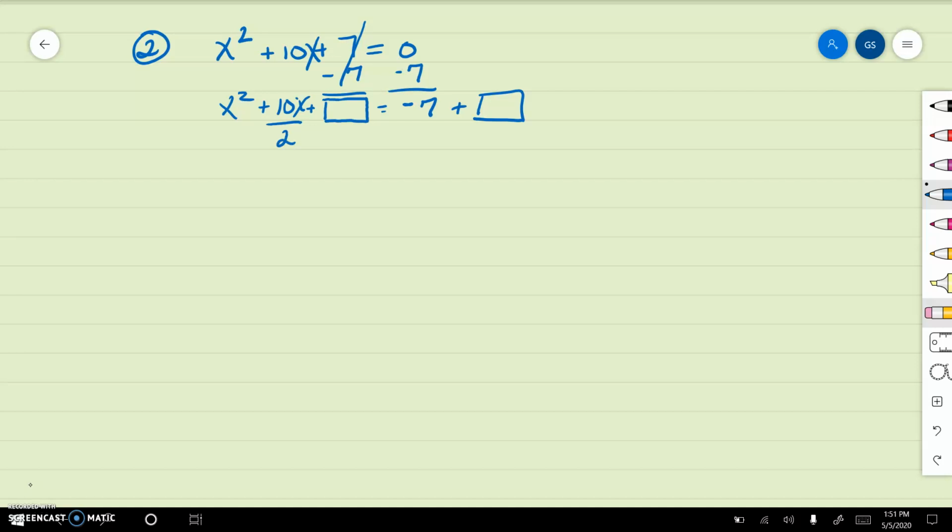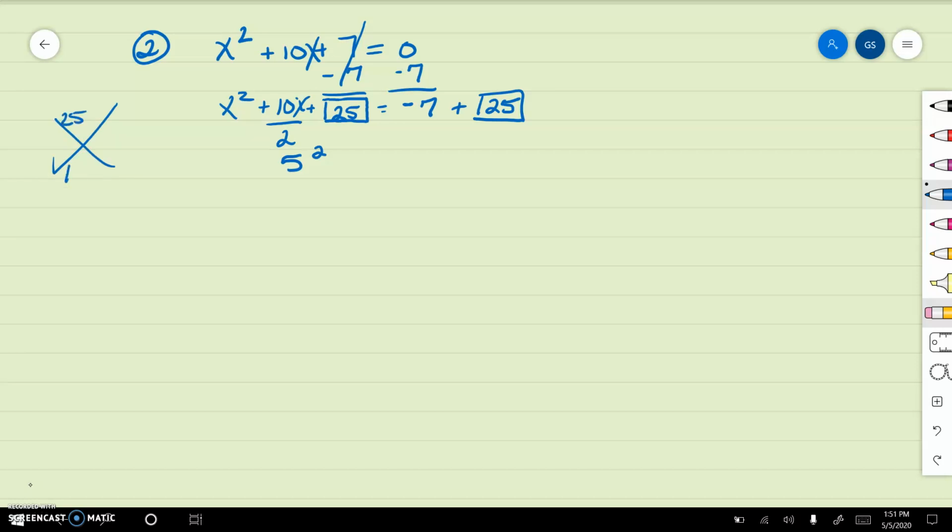10 divided by 2 is 5. We square the 5 to get the perfect square in the box. What I put in one box, I have to put in another. Okay? So now, if I were to factor this out, I can do it over here.